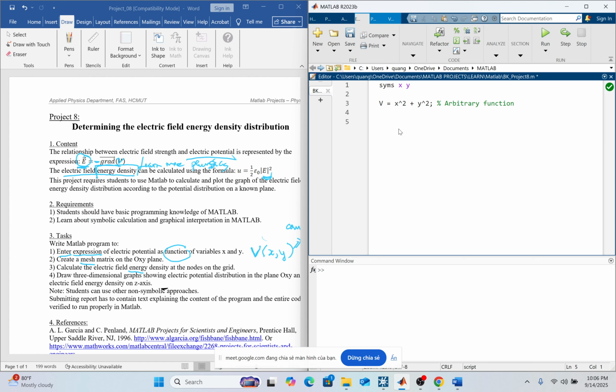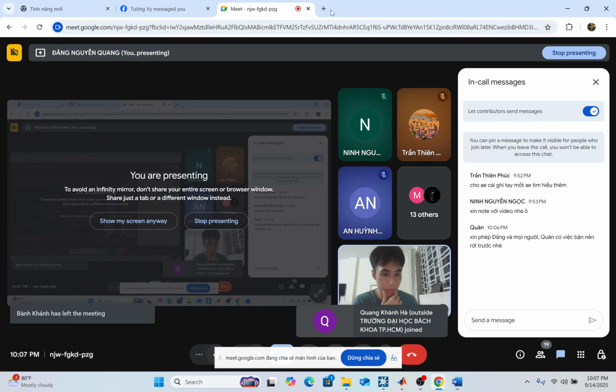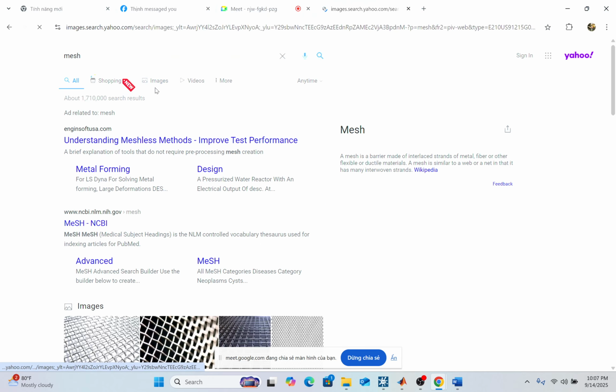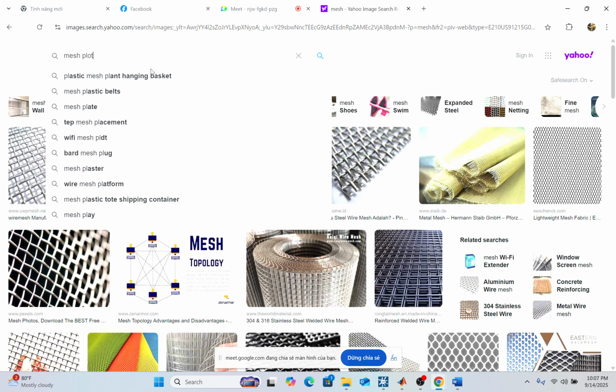Then what you do, you have to create a mesh. What is a mesh? A mesh is basically an XYZ map that you can plot the value on the Z axis and the coordinates on the X and Y axis. I will give you some image of the mesh. This is the mesh plot.